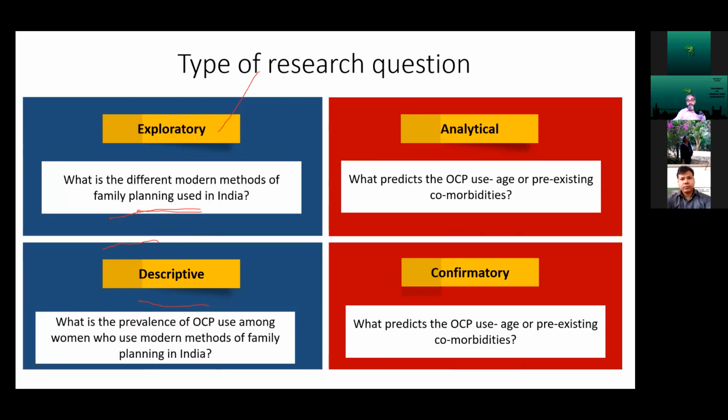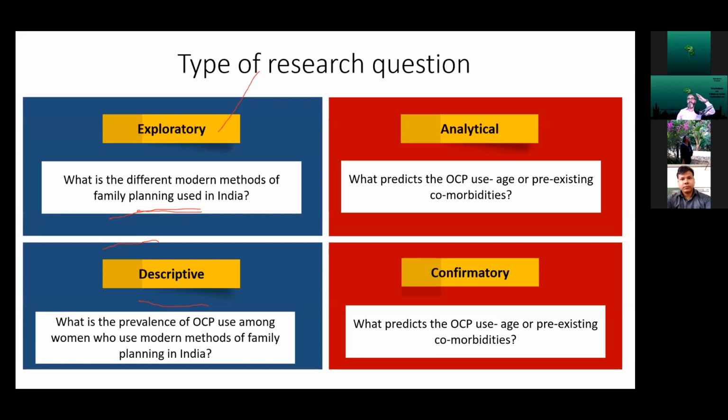Let's move on. Now that we know the types of research questions, let me give you an example. An exploratory research question could be, what are the different modern methods of family planning used in India? Whereas a descriptive one is, what is the prevalence of OCP use among women who use modern methods of family planning in India? People often confuse the two, because both use the term what. But exploratory is usually done when you do not have a credible body of research, when you are in the blind, when you want to find out how many methods could be there. So let's survey everyone.